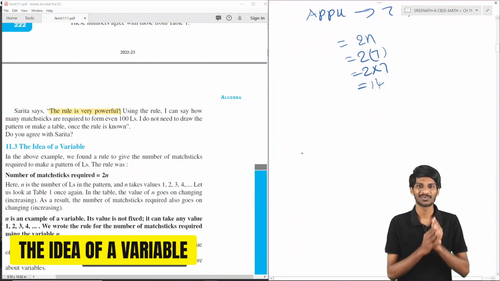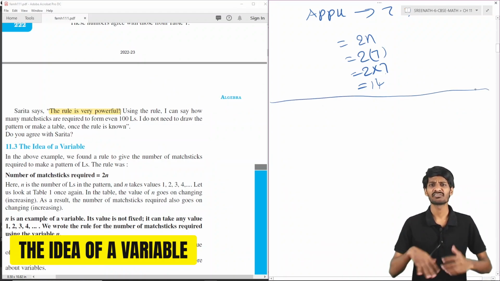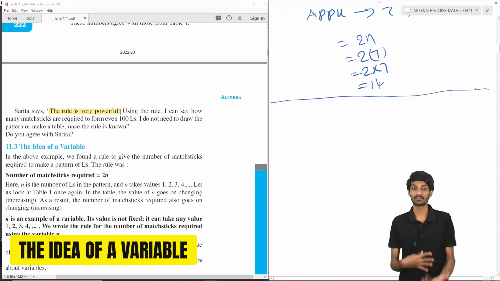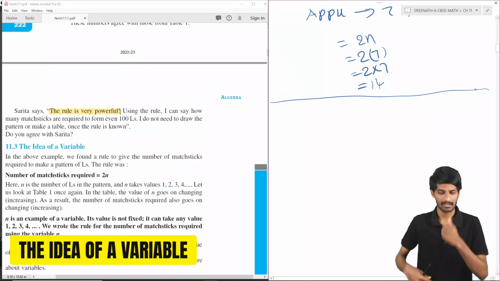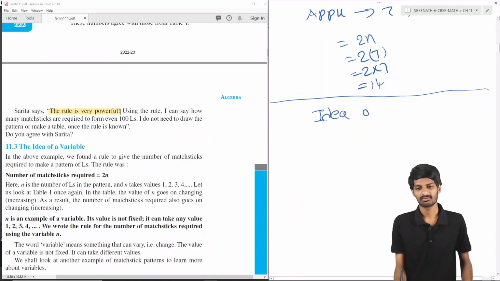So now we study the idea of a variable. How did the idea of a variable come up, students? From the previous example, it has come up. So the previous example, now the idea of a variable.